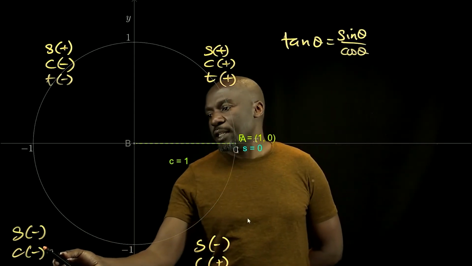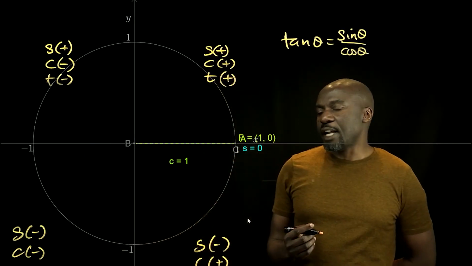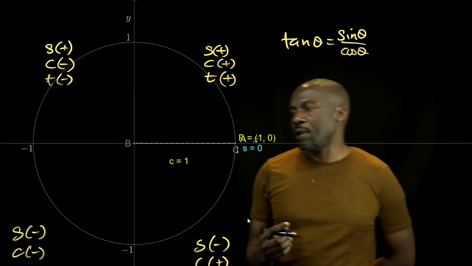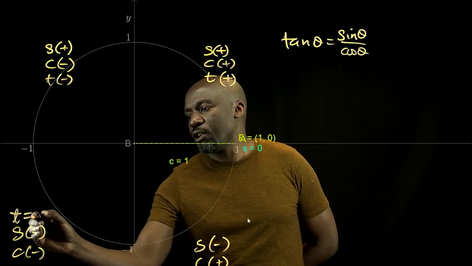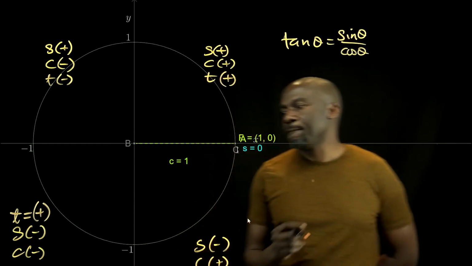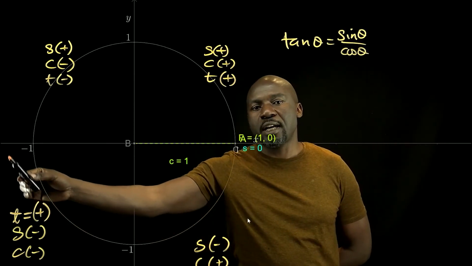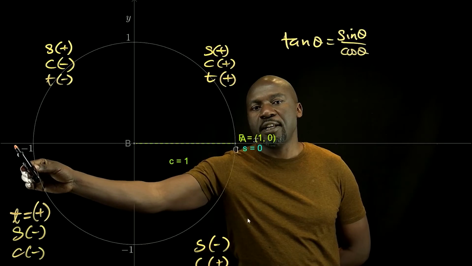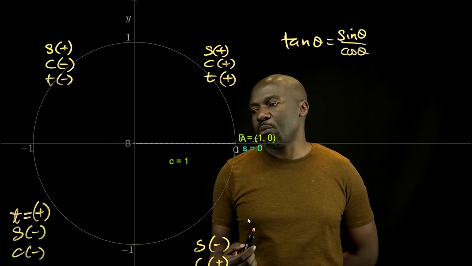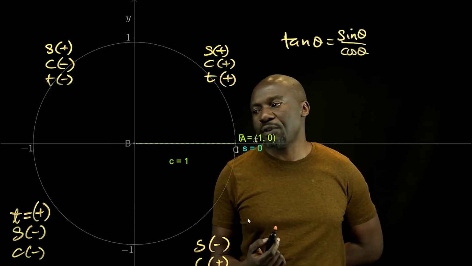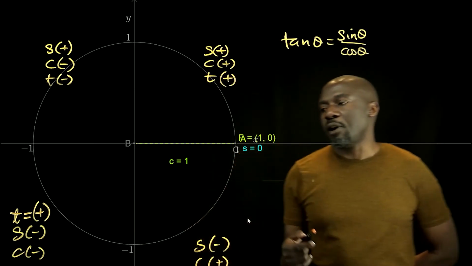Okay, in this case, both sine and cosine are negative. If you divide a negative number by another negative number, you get a positive value. And so from here, the tangent is going to be positive, right? So what we are saying here is that angles lying between 180 degrees and 270 degrees have tangent values that are positive. So tangent of 225, for example, would be positive 1, okay, and so on.